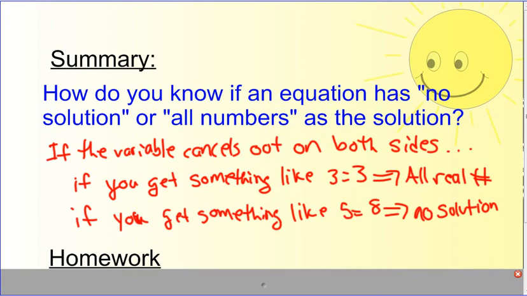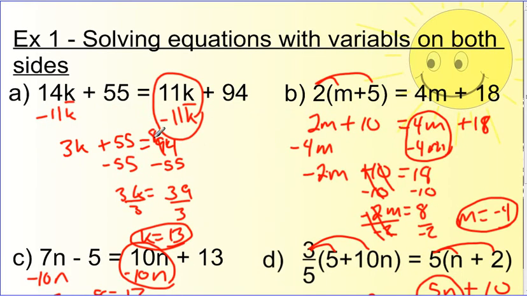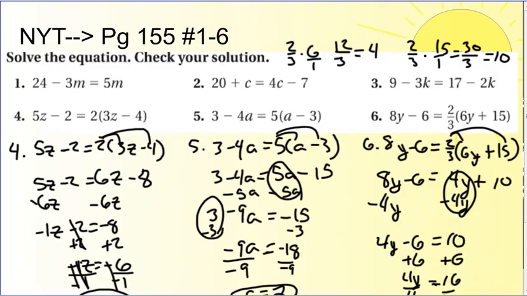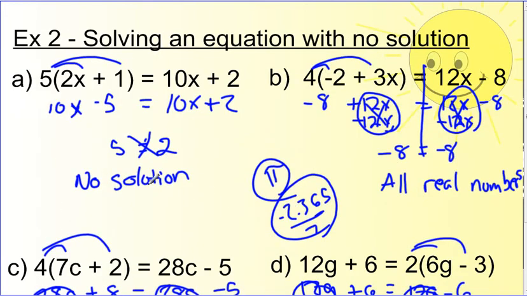If the variables do not cancel out on both sides, then you're going to get one solution, like we did in the first half of the lesson. All of these problems up here, the variables did not cancel out on both sides. I still had a variable. So we just solved it like normal. We got one solution. So we've seen where you can get one solution. We've seen where you can get no solution. And we've seen where every single number is a solution.